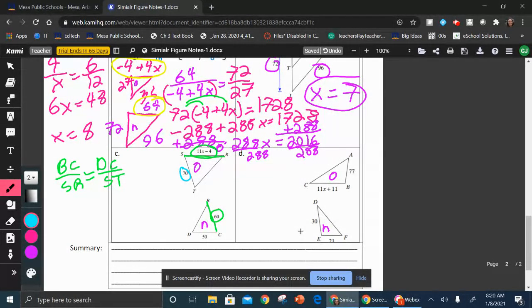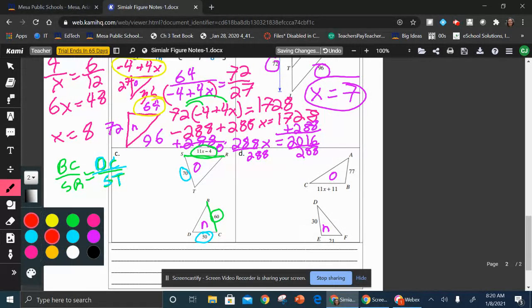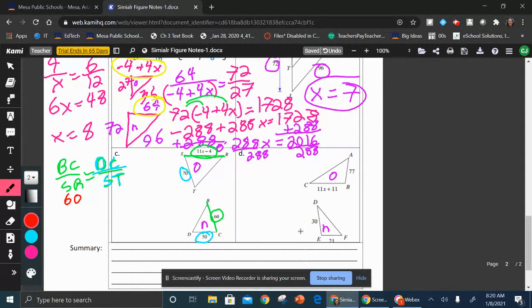Okay, so then these sides correspond. Okay, so DC and ST. You really can't tell. Okay, so let's go ahead and set it up. So it's going to be 60 over 11x minus 4 is equal to 50 over 70. Okay, remember we have to do the parentheses again, so we're going to multiply.